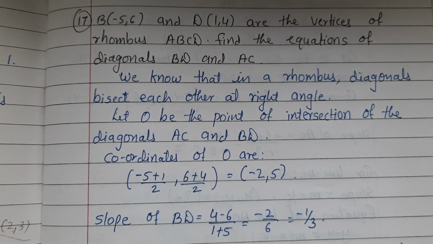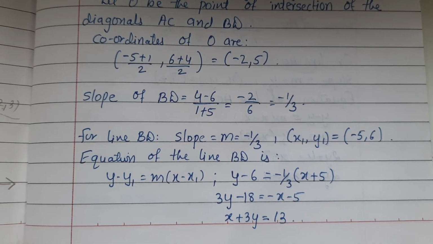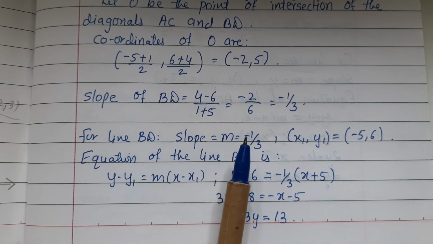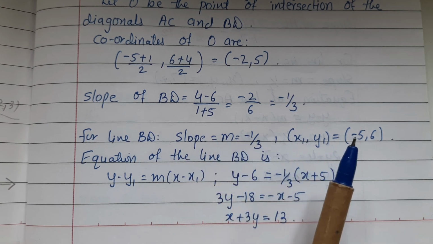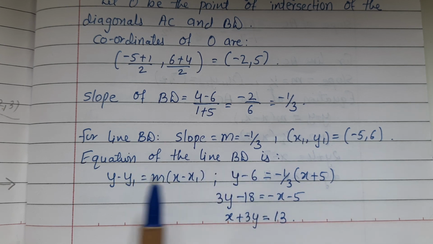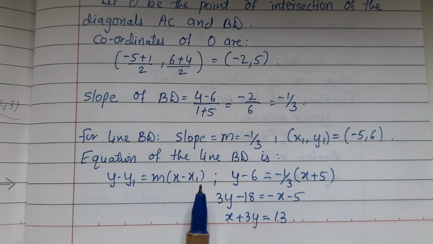5). Slope of BD equal to (4 minus 6) upon (1 plus 5) equal to minus 2 upon 6 equal to minus 1 upon 3. For line BD, slope m equal to minus 1 upon 3, (x1, y1) equal to (-5, 6). Equation of the line BD is y minus y1 equal to m into (x minus x1). Substitute the values. y minus 6 equal to minus 1 by 3 into (x plus 5).